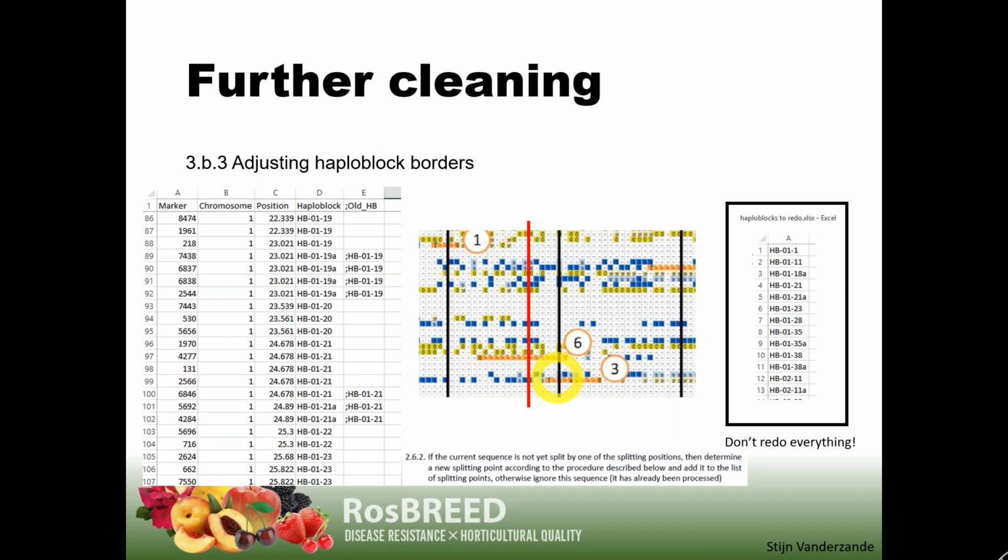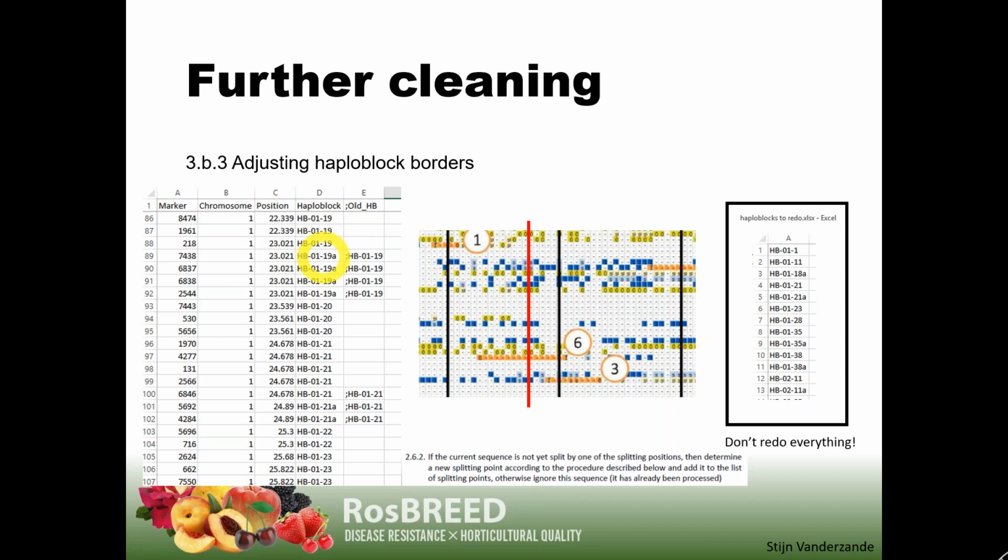And then what I do is I keep track of all the haploblocks I need to redo. In the case of this one, if I split this one up, I would have to say it's 19 and 90A, because it's the original 19 that got split into 2 new ones.